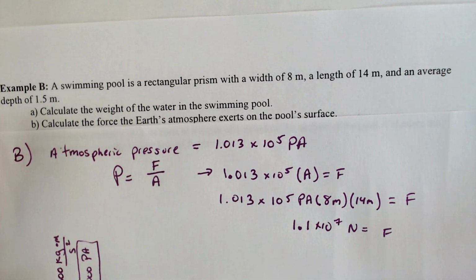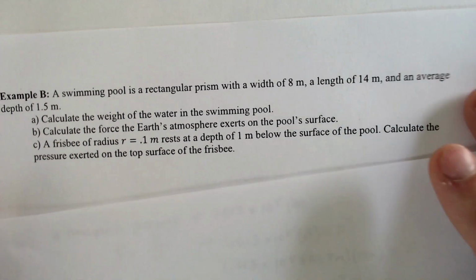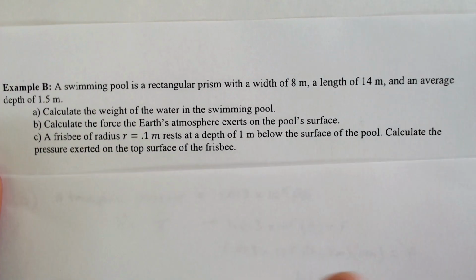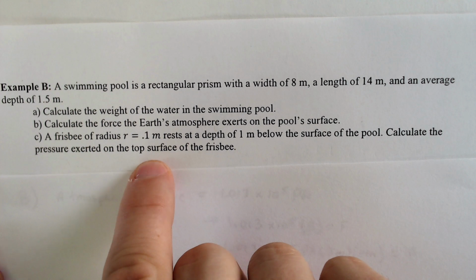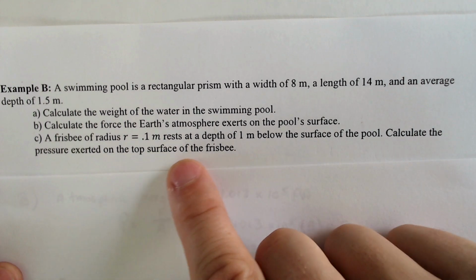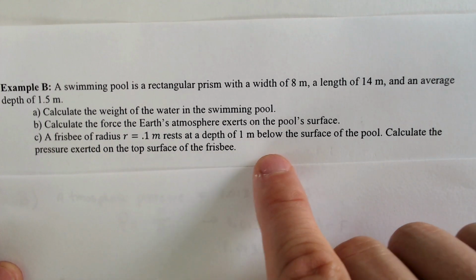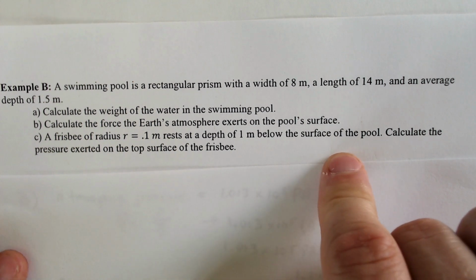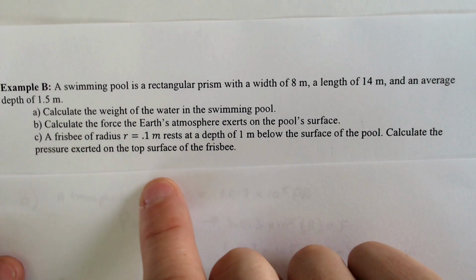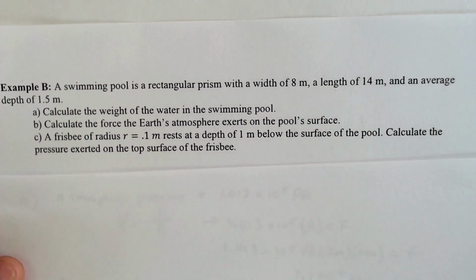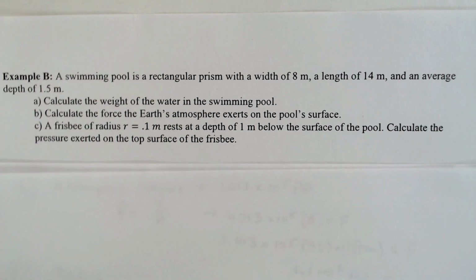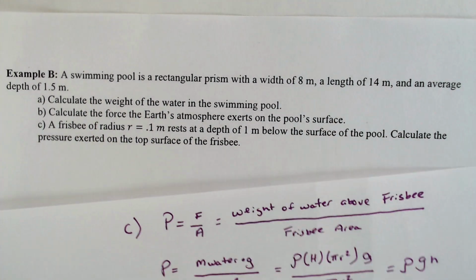All right, last one. We've got a frisbee. This one's the most important one, I would argue. A frisbee has a radius of 0.1 meters. It's not that big. And it rests at a depth of 1 meter below the pool's surface. Calculate the pressure exerted only on the top of the frisbee. Okay, so only the top of the frisbee, because there is also pressure exerted on the frisbee from below, and that's an upward force while the top is a downward force. Okay, we'll get into buoyancy later.